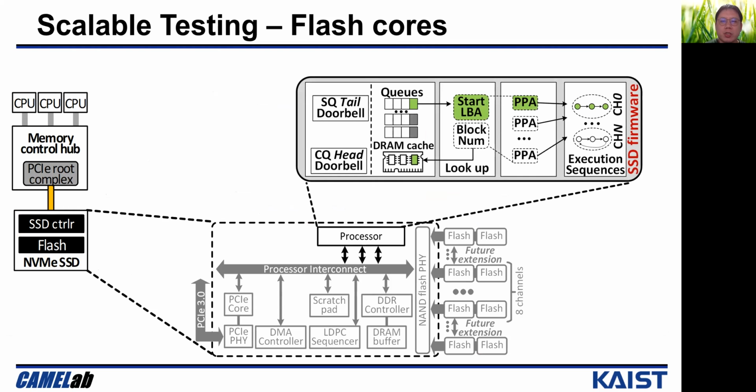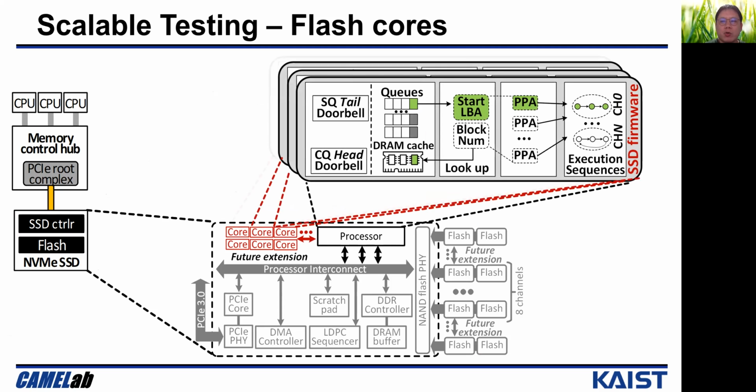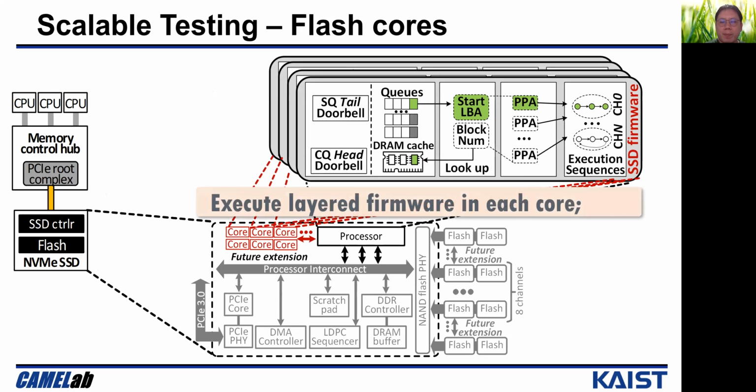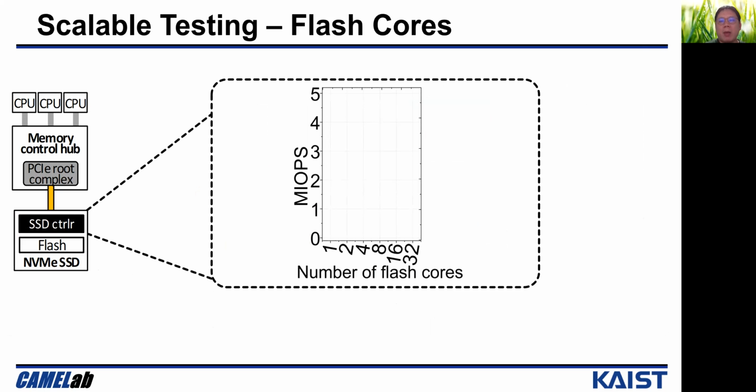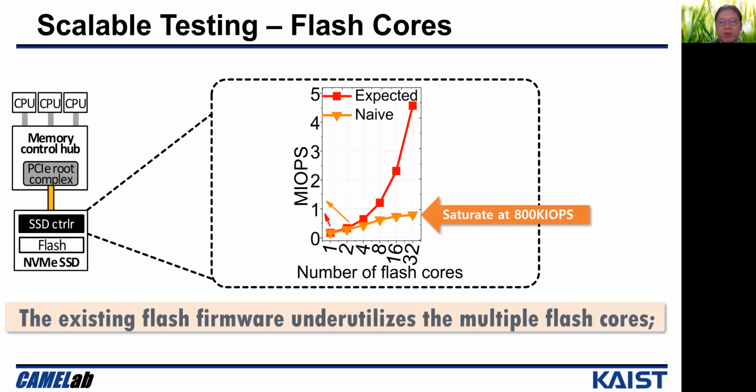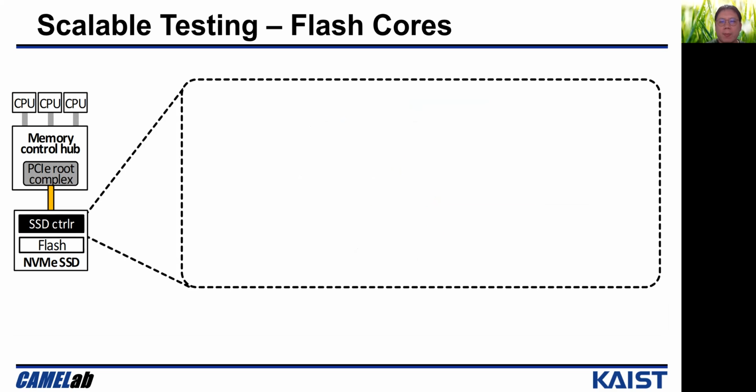To address the challenges, we can increase the number of cores in the SSD controller. Each core can execute an instance of the layered firmware. We examine the performance of the SSD controller by varying the number of flash cores. We expect the performance can scale with the number of flash cores. However, we measure the actual performance of the SSD cores. Actually, the performance saturated at around only 500 kilo IOPS. This means the existing SSD firmware underutilizes the multiple flash cores.